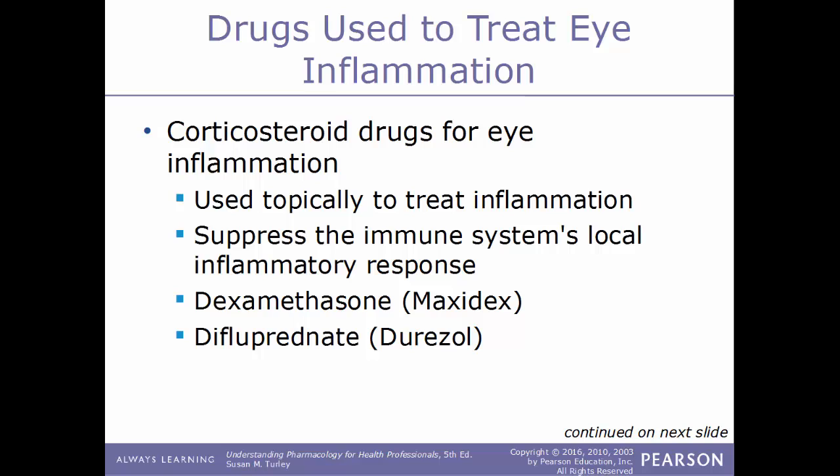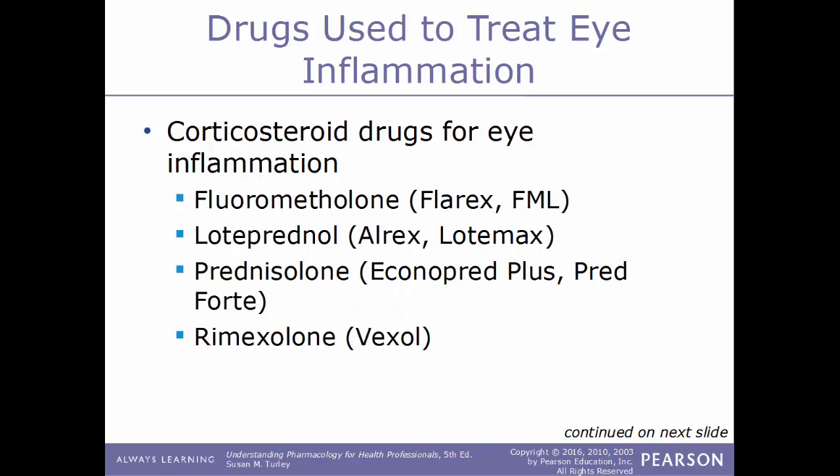Two examples of this kind of drug would be dexamethasone, which is sold as Maxidex, and also difluprednate, which is sold as Durezol. Some other examples of corticosteroid drugs: fluorometholone, which is sold as FML or Flarex; loteprednol, which is sold as Lotemax or Alrex; prednisolone, which is sold as Econopred Plus or Pred Forte; and also rimexolone, which is sold under the name Vexol.